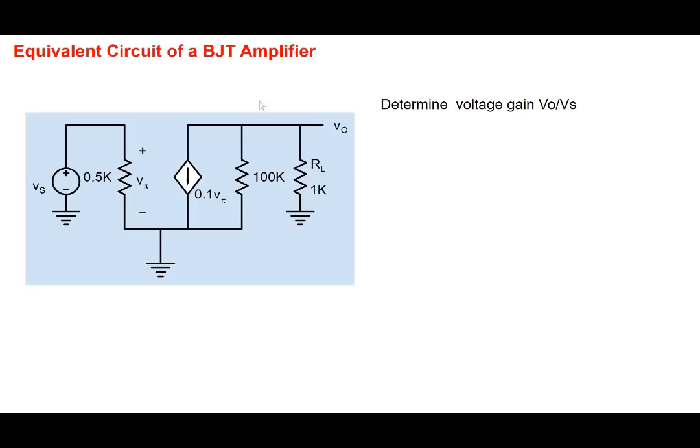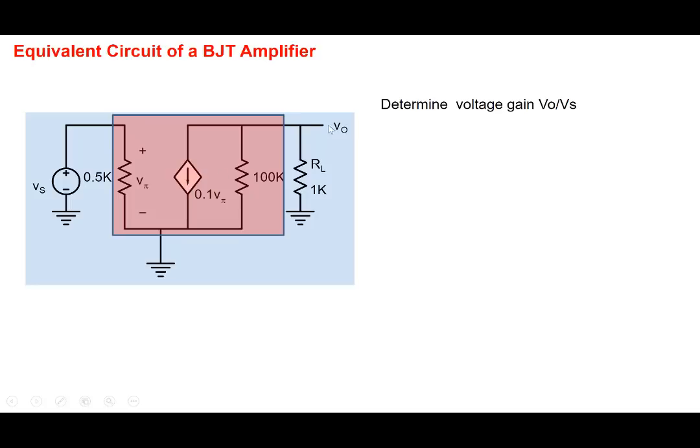This is another example. This is an equivalent circuit of a BJT amplifier. Note the word equivalent circuit. This is not the actual circuit of a BJT amplifier, but what we are saying is the BJT amplifier can be modeled in terms of this circuit here. And specifically, this is a model for a transistor here. And you can see here, this element is a voltage controlled current source here, right?